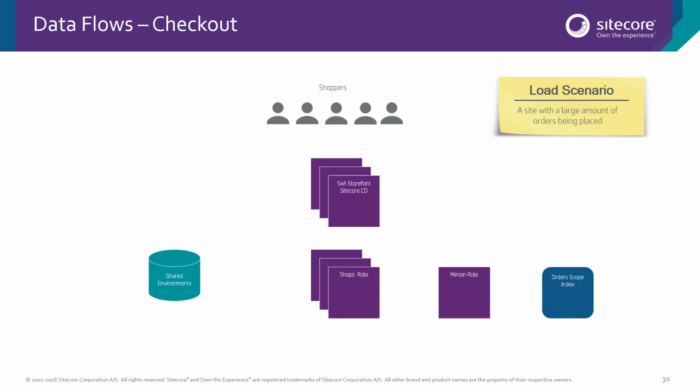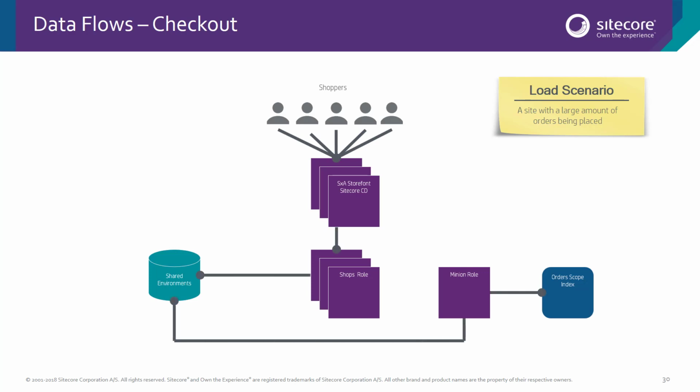So that covers the standard data flows for the checkout process. But for a load scenario, what architecture elements would be affected by sites which handle large amounts of orders? Well, sites with large amounts of orders, we'll see load being placed on the following entities: the SXA storefront content delivery instances, the shops role and the shared environments database, but also on the minions role and the orders scope index, as that's responsible for processing the orders once they are created with their pending state.